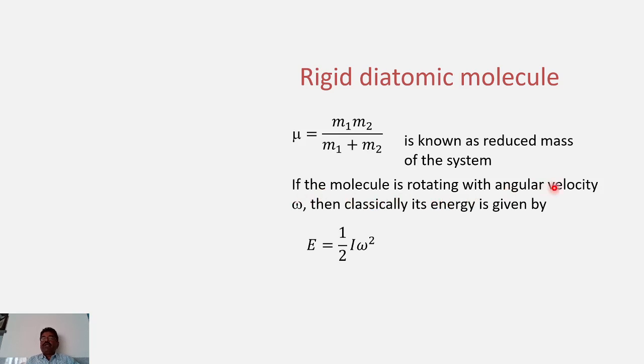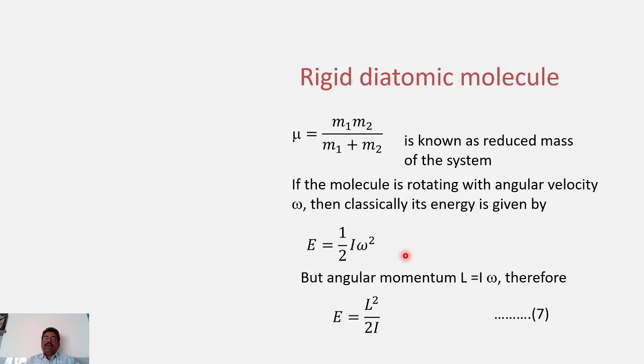So if the molecule is rotating with angular velocity omega, then classically you know that the energy is given by E is equal to 1/2 I omega square. What is I here? It is the moment of inertia, and omega is the angular velocity. But angular momentum, according to classical physics, L is equal to I into omega. So if you take a square here, L square will be I square omega square. So you can replace this term by L square: I square omega square divided by I. So E will be equal to L square upon 2I.